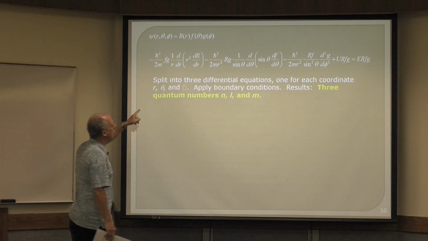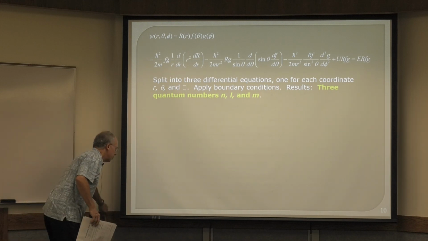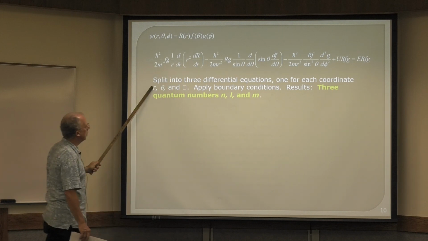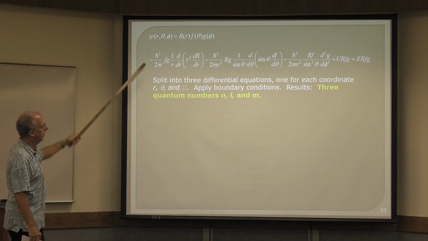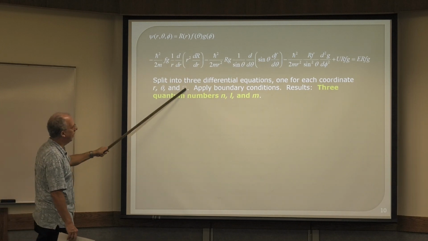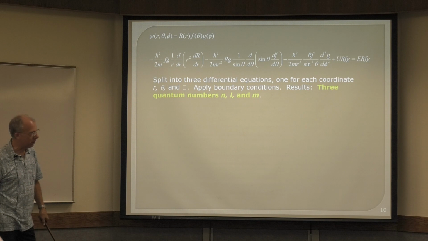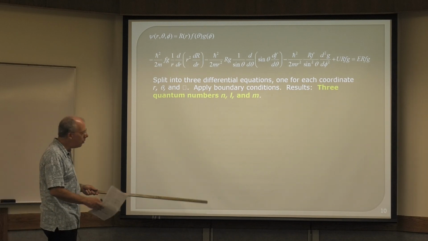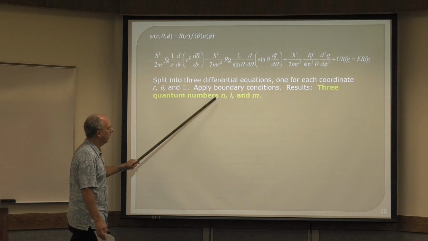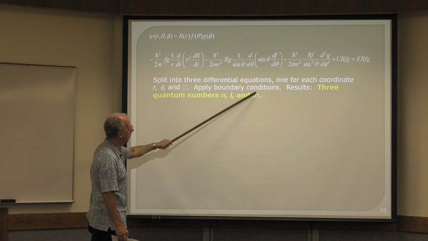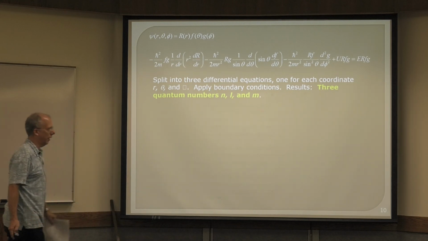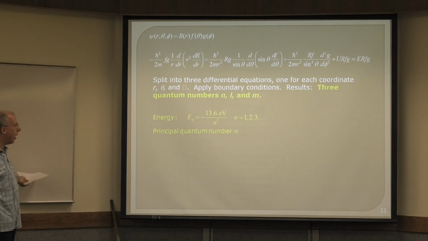Okay. So there's 3 spherical coordinates, r, theta, and phi. So you split this into 3 differential equations, 1 for each coordinate, r, theta, and phi. And then you apply the boundary conditions, as always. And when you do that, you get 3 quantum numbers that come out of it, n, l, and m. Sometimes people call this m sub l, but I guess Randy Knight calls it m. So let's talk about these 3 quantum numbers.